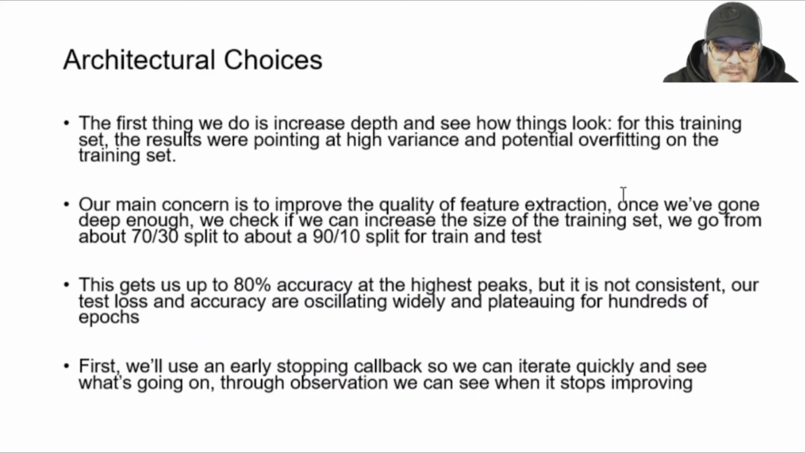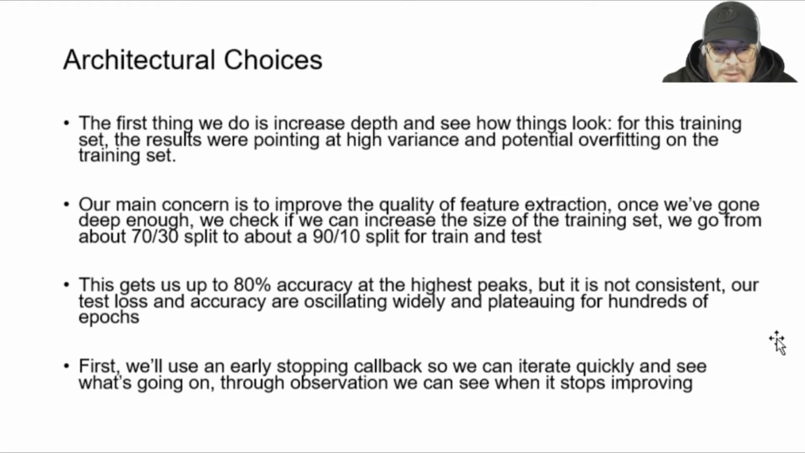In our architectural choices, the first thing we do is increase depth, and see how things look. For these training sets, the results were pointing at high variance and potential overfitting in the training set. So our main concern is to improve the quality of the feature extraction. So if we've gone deep enough, maybe we can check the size of the training set. So we went from about a 70-30 split to about a 90-10 split for train and test. This gets us to about 80% accuracy at the highest peaks, but it's not consistent. Our test loss and accuracy are oscillating widely and plateauing for hundreds of epochs.